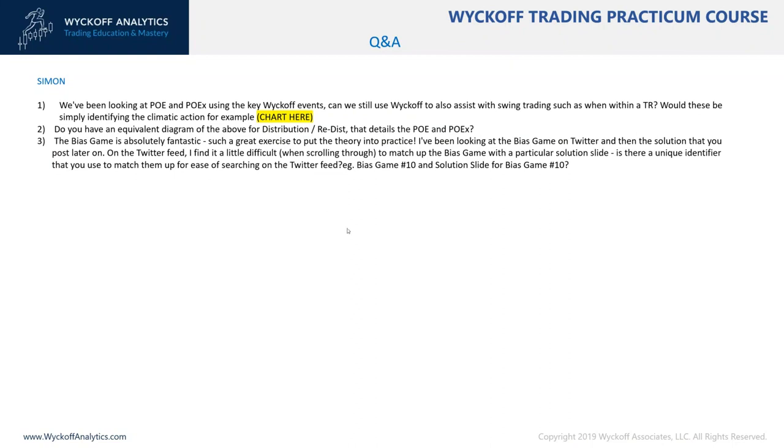On the Twitter feed, I find it a little difficult when scrolling through to match up the bias game with the particular solution slide. Is there a unique identifier that you use to match them up for ease of searching on the Twitter feed? We will think about this. So Simon, thank you for this feedback because I actually agree with you. It is a little bit hard to find when you look at the solution, to find the original slide and to find what did we start with. So I'll think about that.